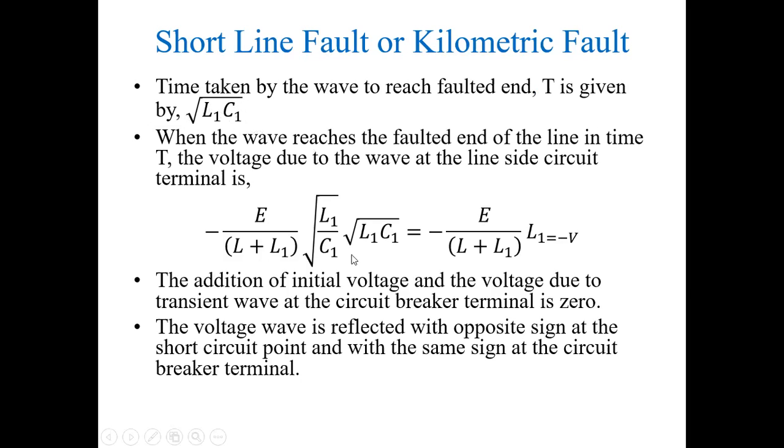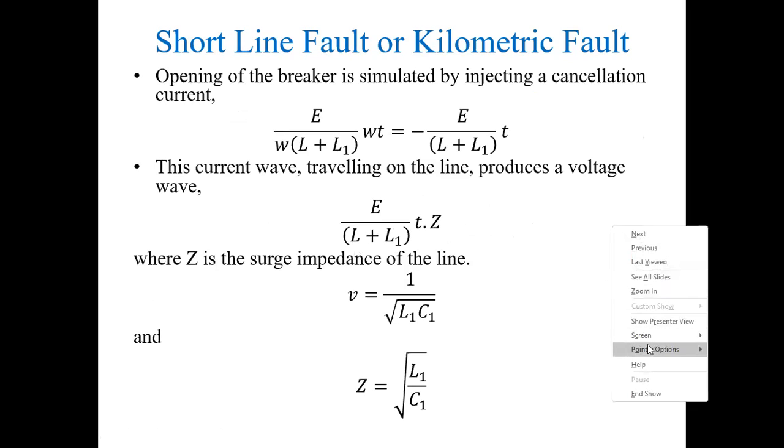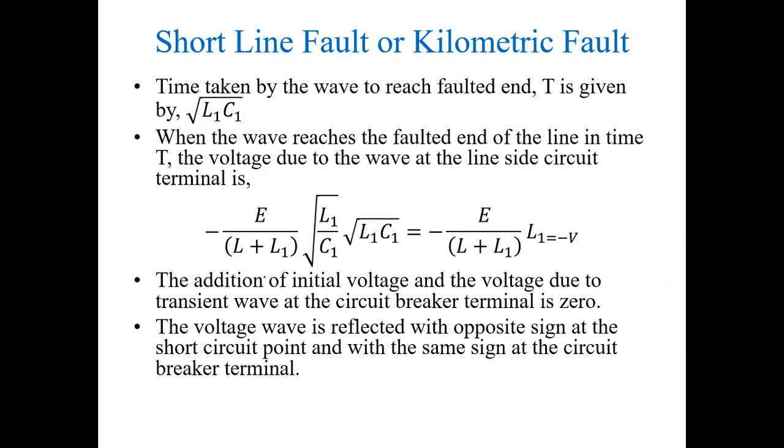Now we have to substitute all the values in the previous expression. This is the voltage equation. In this voltage equation, we have to substitute the value for T as well as Z. So the magnitude of current is minus E divided by L plus L1 into T into Z. What is T? T is equal to square root of L1 into C1. What is Z? Square root of L1 divided by C1. Just we can simplify this expression. So what will you get?